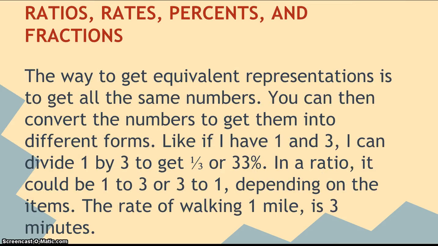Ratios, rates, percents, and fractions. The way to get equivalent representations is to get all the same numbers. You can then convert the numbers to get them into different forms. If you have 1 and 3, you can divide 1 by 3 to get 1/3 or 33%. A ratio can be 1 to 3 or 3 to 1, depending on the items. The rate of walking is 1 mile in 3 minutes.